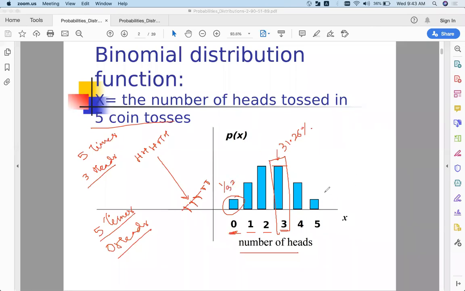Similarly, exactly 5 heads. So what this means is, when you flip a coin 5 times, what is the probability that you have exactly 5 heads? The answer is again 1 by 32. So what is the observation you can make here?